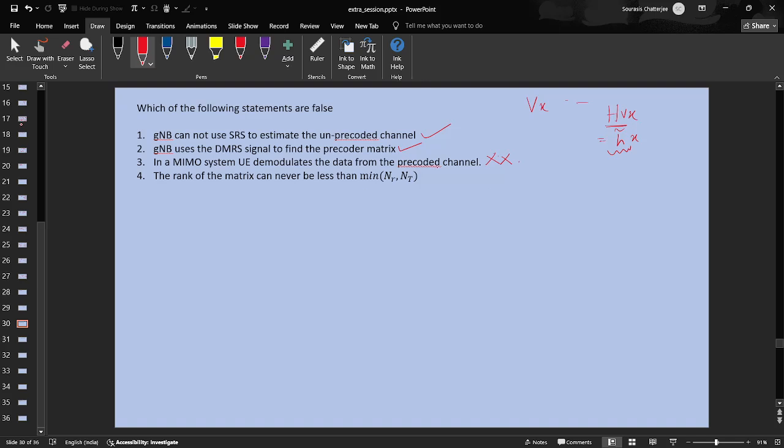And about the rank of the matrix being less than, can it be possible? It can be less. Actually, it is written can never be less. So this is a false statement. This is a false statement, so this is correct.